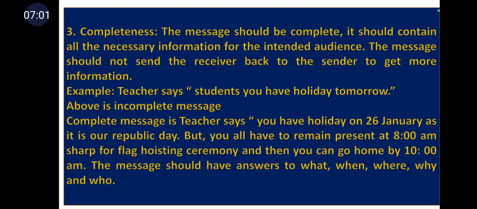The next C is completeness. The message should be complete. It should contain all the necessary information for the intended audience. The receiver should not have to come back to get more information. Sometimes you must have understood that you write one message, or maybe a WhatsApp message, or you just call someone, and the same receiver calls you again to clarify something more about it. That means your initial message was not complete. Many times it is observed that people come to the source of the information again and again to get the complete idea of what he or she wanted.